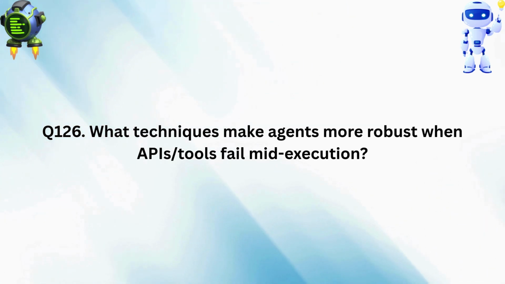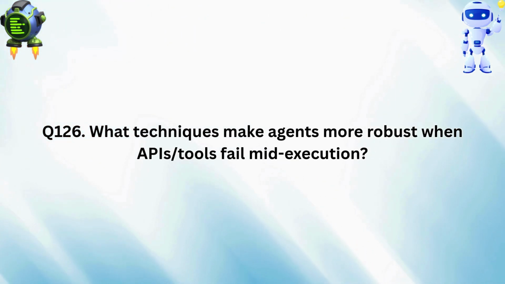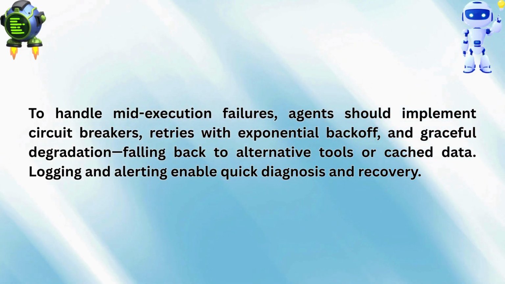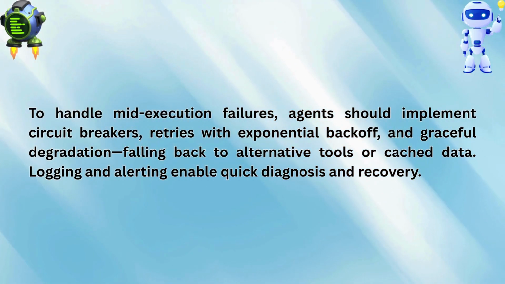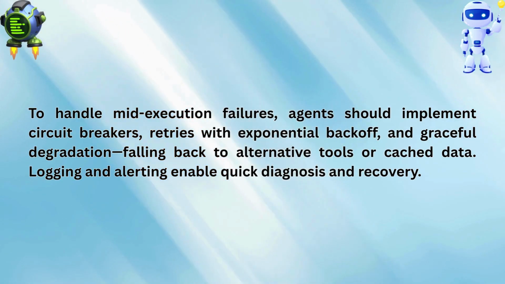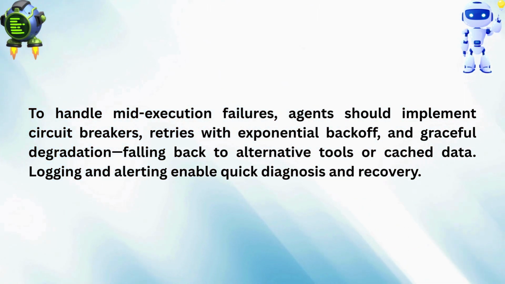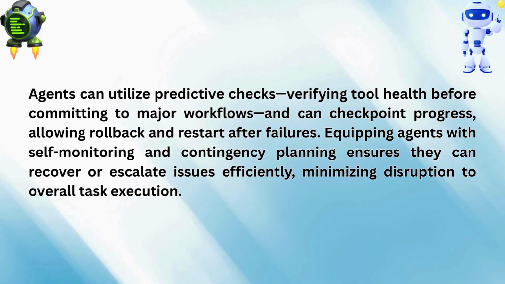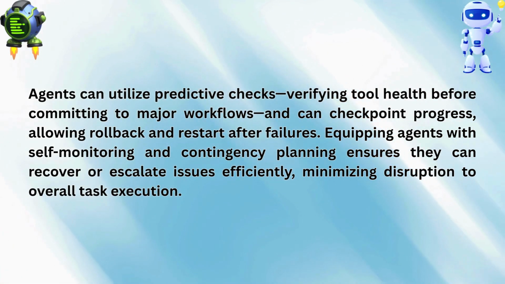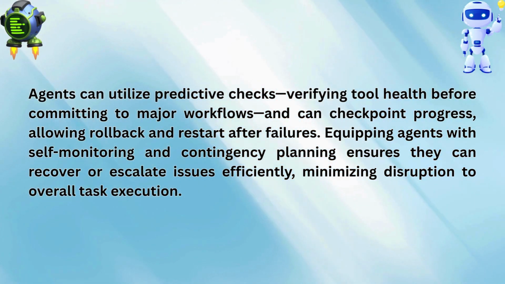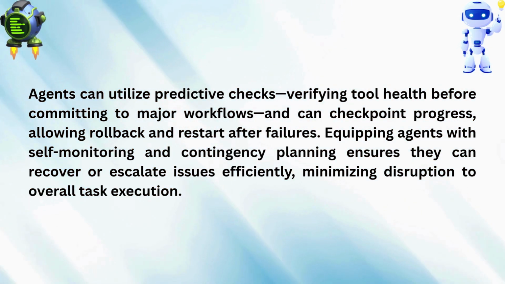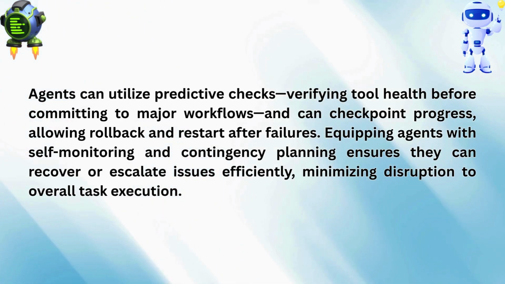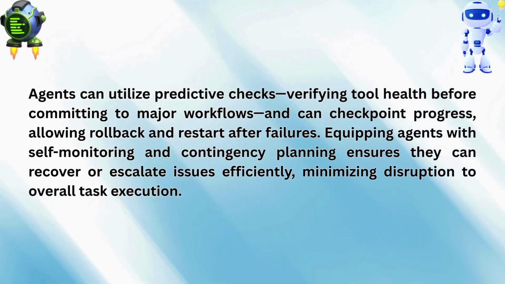What techniques make agents more robust when APIs or tools fail mid-execution? To handle mid-execution failures, agents should implement circuit breakers, retries with exponential backoff, and graceful degradation, falling back to alternative tools or cached data. Logging and alerting enable quick diagnosis and recovery. Agents can utilize predictive checks, verifying tool health before committing to major workflows, and can checkpoint progress, allowing rollback and restart after failures. Equipping agents with self-monitoring and contingency planning ensures they can recover or escalate issues efficiently, minimizing disruption to overall task execution.